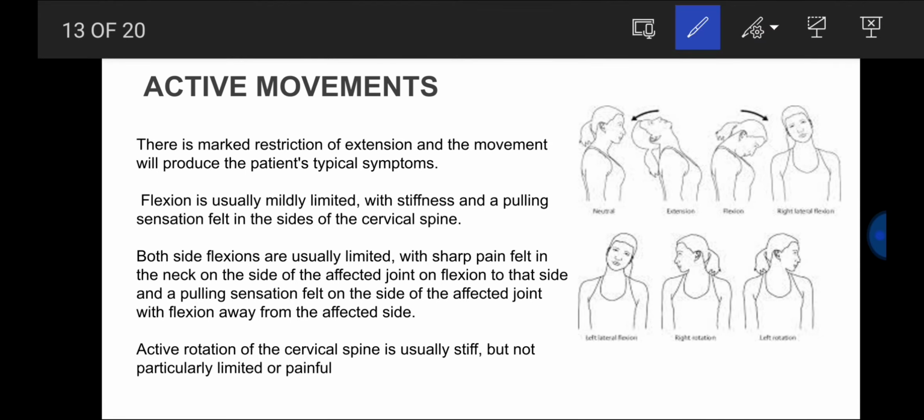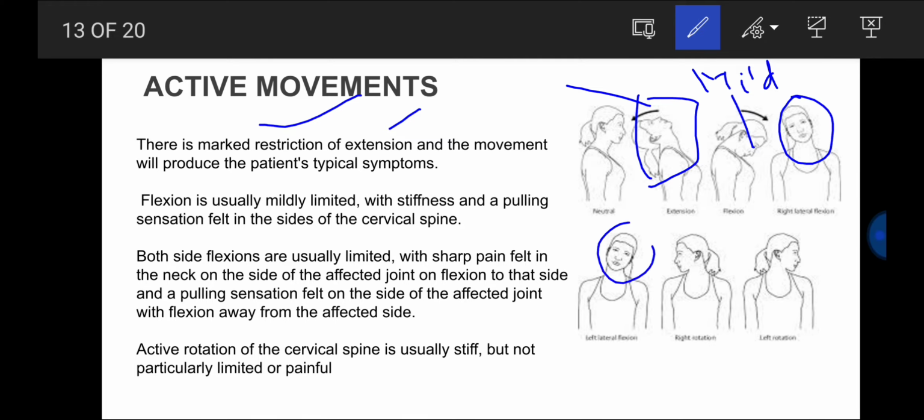Active movements. There is marked restriction of extension. So here some restrictions, and it produces the patient's typical symptom. Flexion is usually mildly limited. Mild. Okay. Sensation felt in the sides of the cervical spine. Both side flexions are usually limited. Side flexions limited.